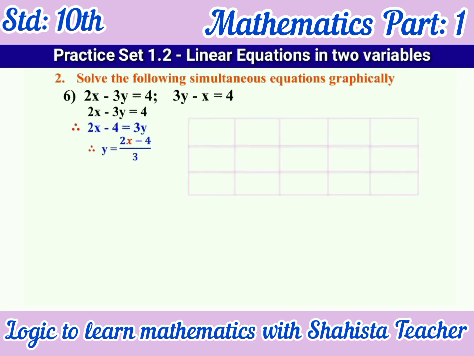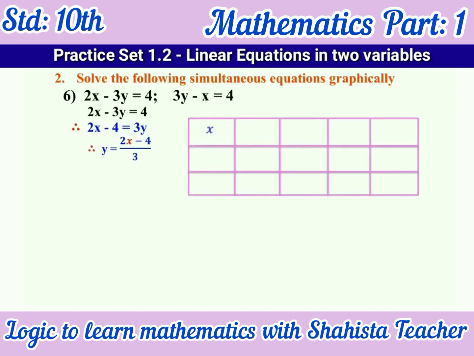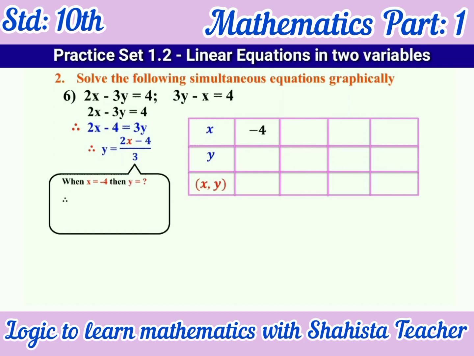Now draw a table and give the x and y points. Here we will consider the value of x and calculate the value of y. In the place of x we will put minus 4. It is your wish, you can take any number for x, and we will find the value of y. But we have to calculate the value of y. So in the place of x I have taken minus 4. So y is equal to (2x minus 4) upon 3.